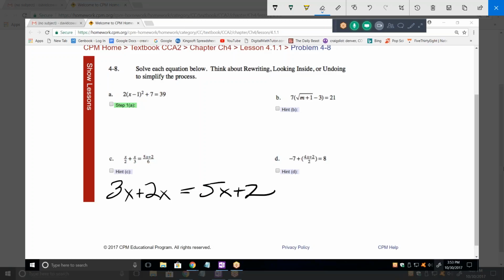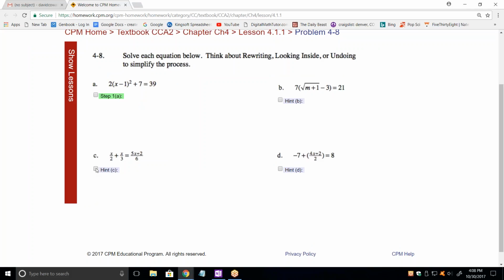So, let me go back, figure out what I did wrong. I multiplied the left side by 6, which gave me 3x plus 2x. Multiplied the right side by 6, gave me 5x plus 2. No solution. Sometimes they'll give you a problem that just has no solution. I'm curious to see what their hint is. I'm gonna open that hint.